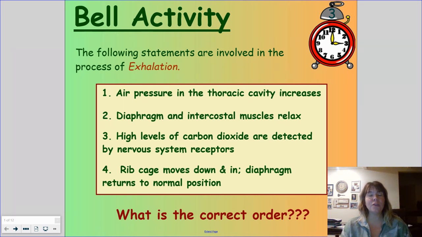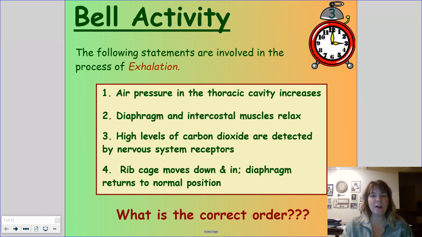What is exhalation? Think back to last lesson. What did we learn? Right. Exhalation means to breathe out. So I have four statements. Air pressure in the thoracic cavity increases. Diaphragm and intercostal muscles relax.